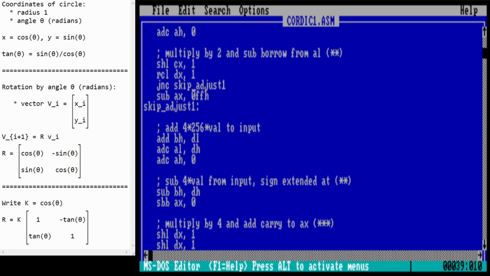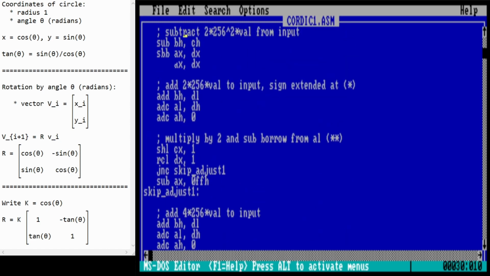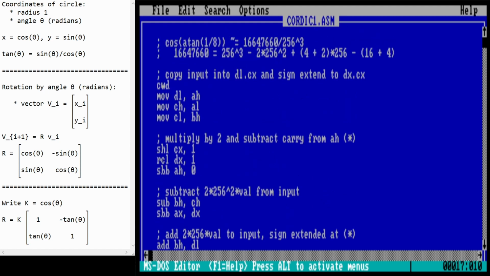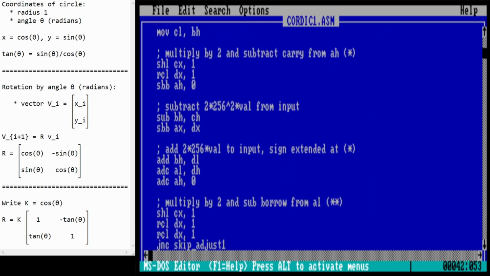So the only remaining part of our product is the 16 times part, and this is the term here. Now this is going to have a sign extension problem as well, and in this case we're going to have to subtract FFFF from the AX register. In other words, we'd have to add 1 to the AX register if the input was negative. So let's see how that all works out.